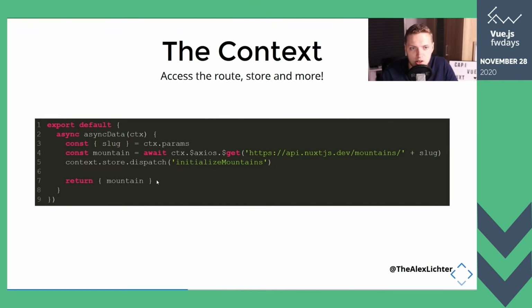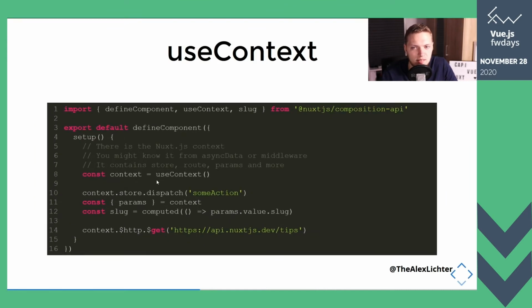And the answer is another composable: useContext. Cool. So how does it work? Well, again, you import useContext, and then on line 8, you just get the context out of the function. Again, called synchronously. And that's it. You have access to the store, can dispatch actions. You have access to the HTTP module, for example, line 14.